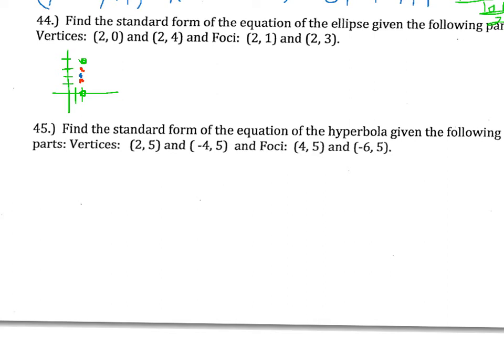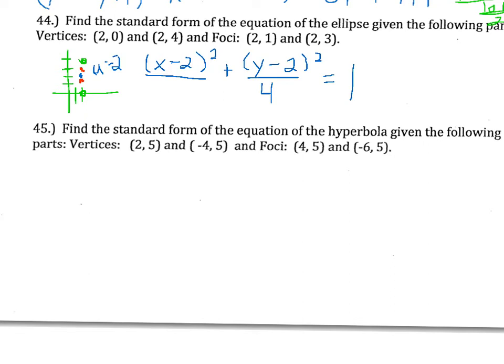So we can already start writing out the equation of our ellipse as x minus 2 squared plus y minus 2 squared equals 1. And to get to our vertices, we have to go up on the y-axis 2. So that means that our a value is 2, and a squared will go underneath the y, and that is 4.